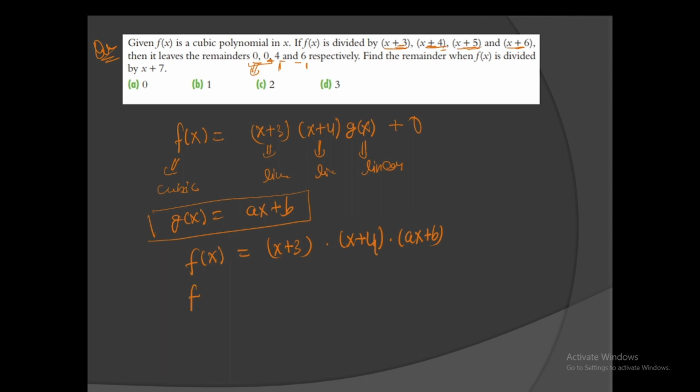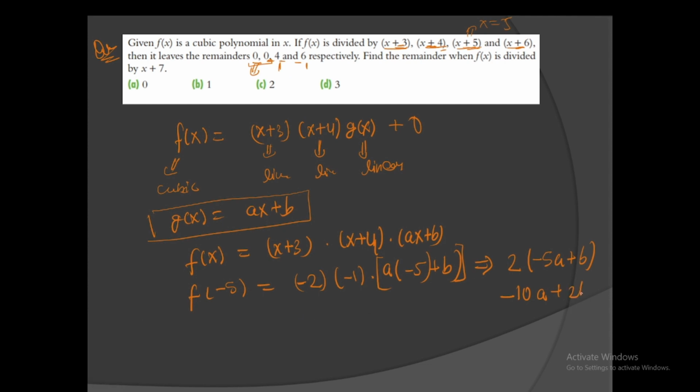So dividing by x plus 5, we will put x equal to minus 5. So it will be minus 2 into minus 1 into minus 5 plus b. So this is 2 into minus 5 plus b. Sorry, this is not 0. It is not given that it is a factor, so it will turn out to be 4.